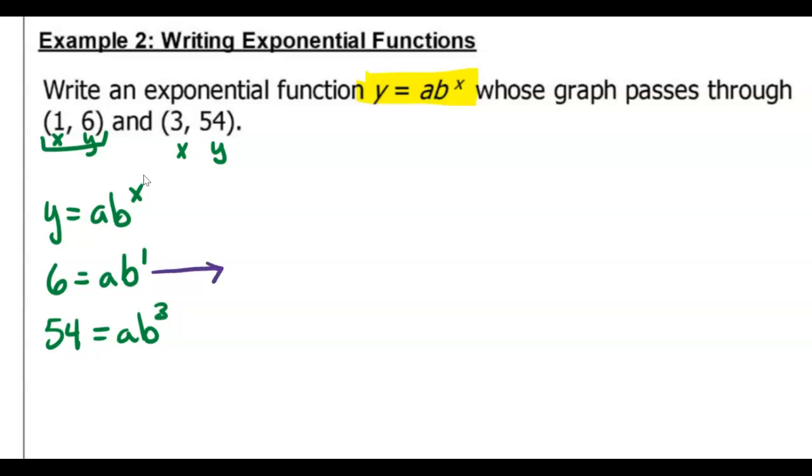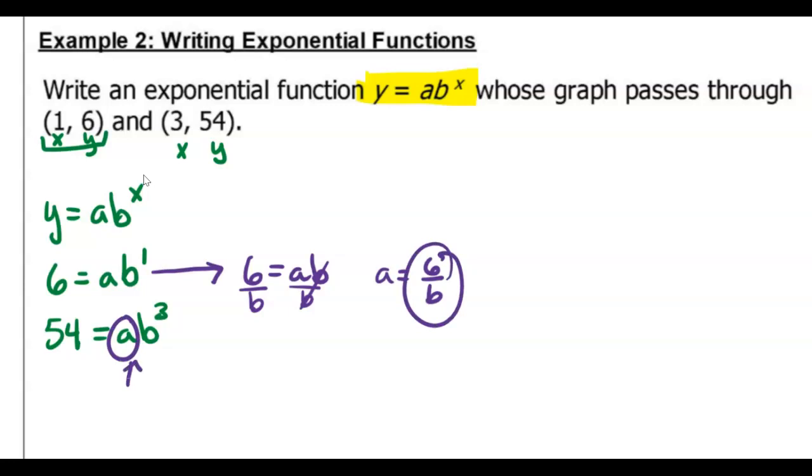So I'm going to take this equation, the 6 equals a times b to the 1. Keep in mind, that's the same as 6 equals a times b. Now, if I want to rearrange this equation so that the a value is by itself, I will divide by b. So I now know that a equals 6 divided by b. So I can take this and substitute it in for the a. That's what I'm going to do.